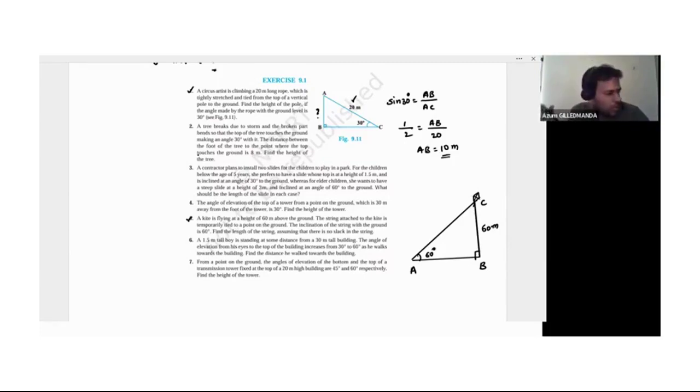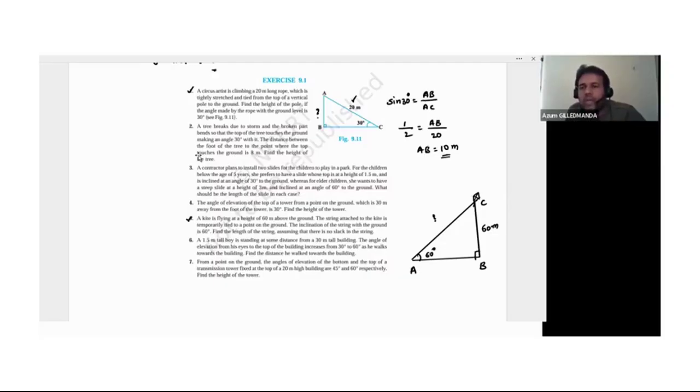So from the problem that they have framed, we just got into a right angle triangle, and we know the height, that is the opposite side. And what we need to find? The length of the string. Length of the string is what? AC. This is nothing but our hypotenuse. So now we know the opposite side, we know the angle, we want to find the hypotenuse.